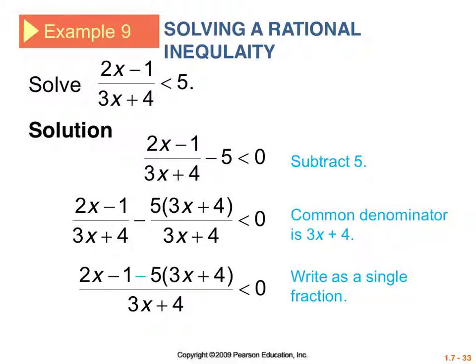Alright, this will be our final example. It is also a rational inequality. This one's slightly more involved because we're not just dealing with a 1 over here, so getting the common denominator takes a little bit more work. But just as we did with the previous example, we need to get everything to one side, so subtract the 5. And we're going to make this into one fraction.